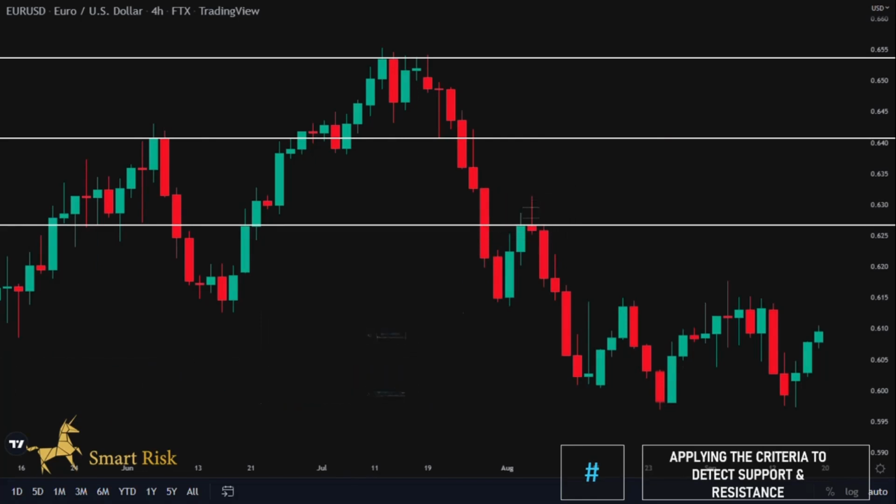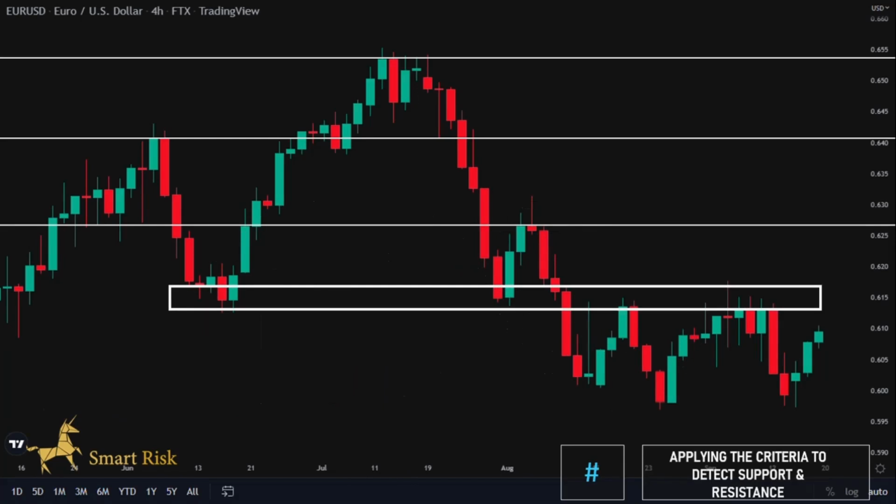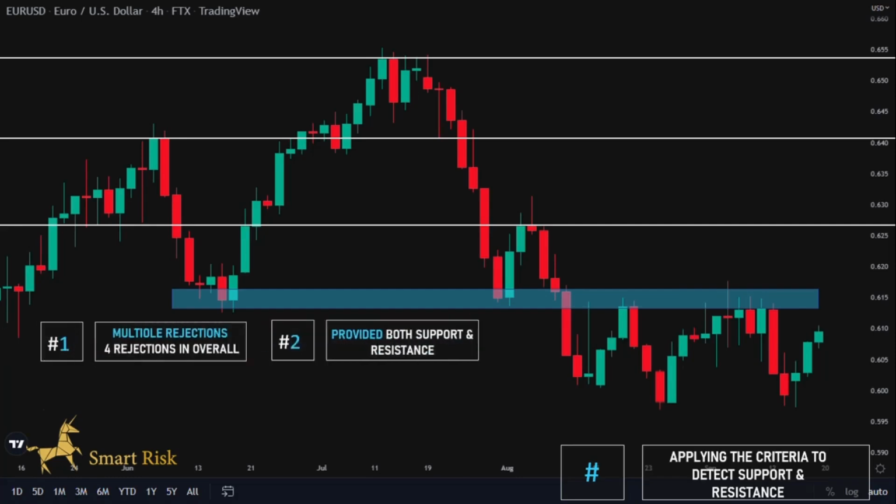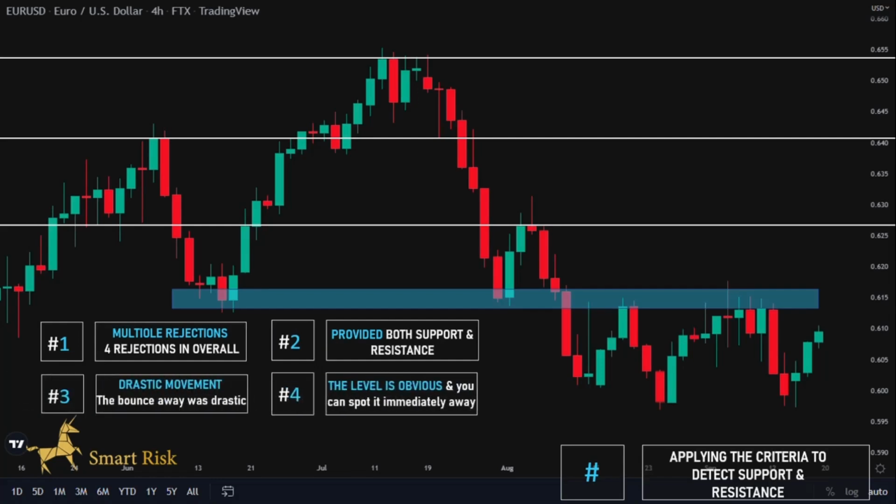So moving on down, we have this next level here, so we draw in. This is a very key level because it includes most of the criteria we would like to see. Remember, the more traits a level has, the better. So 1. There were multiple rejections of this level. 2. The level has provided both support and resistance. 3. Drastic movement. As you can see, the bounce away from this level was significant. 4. The level is obvious.